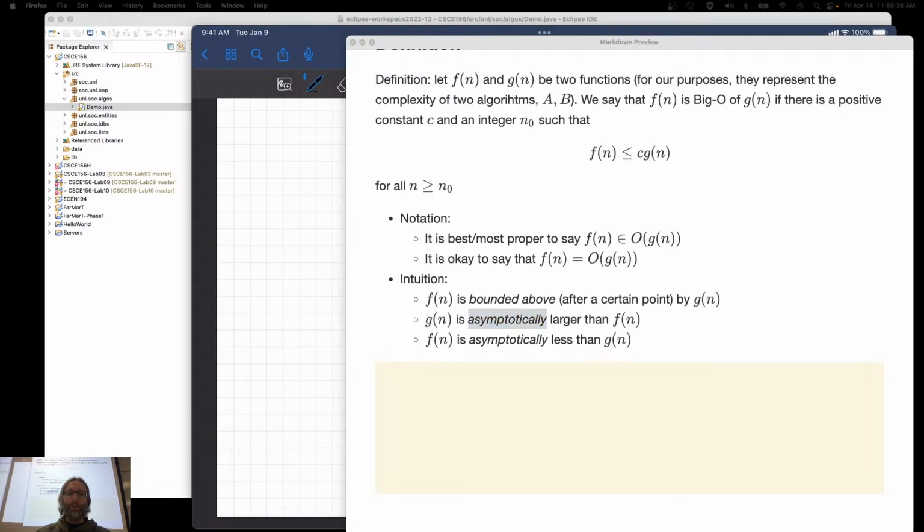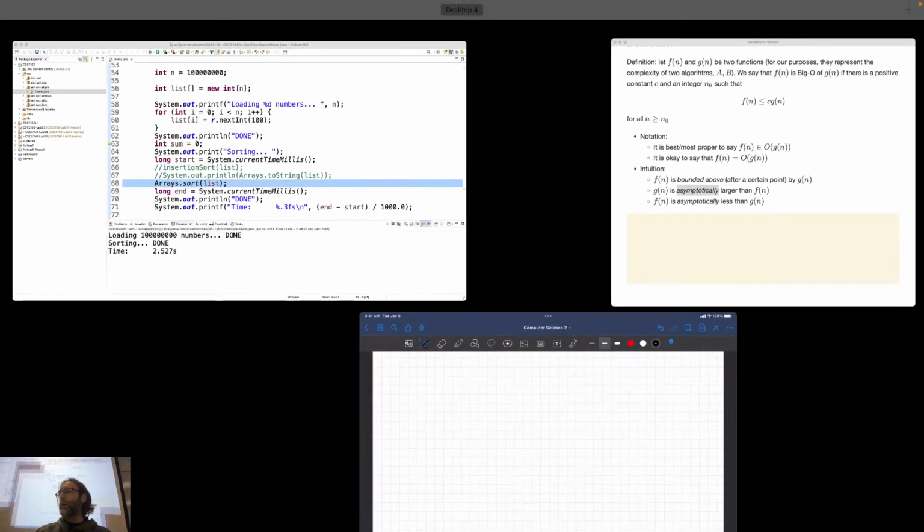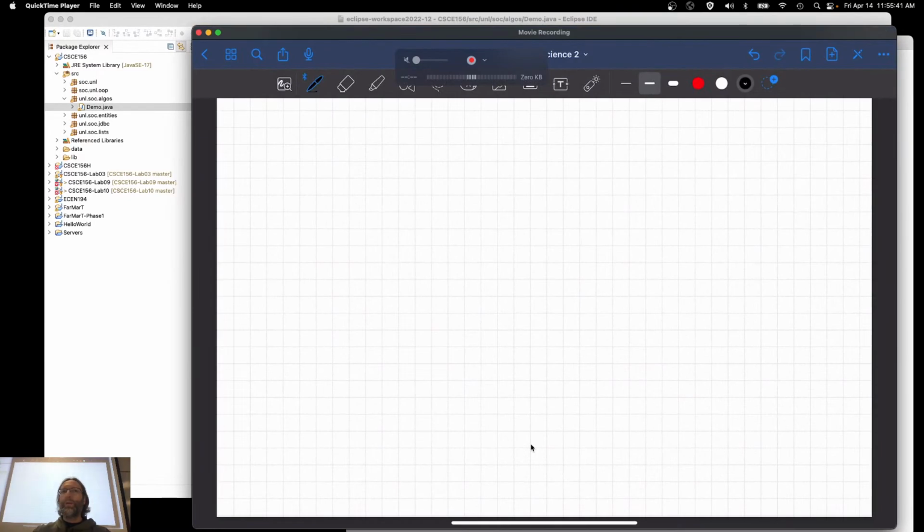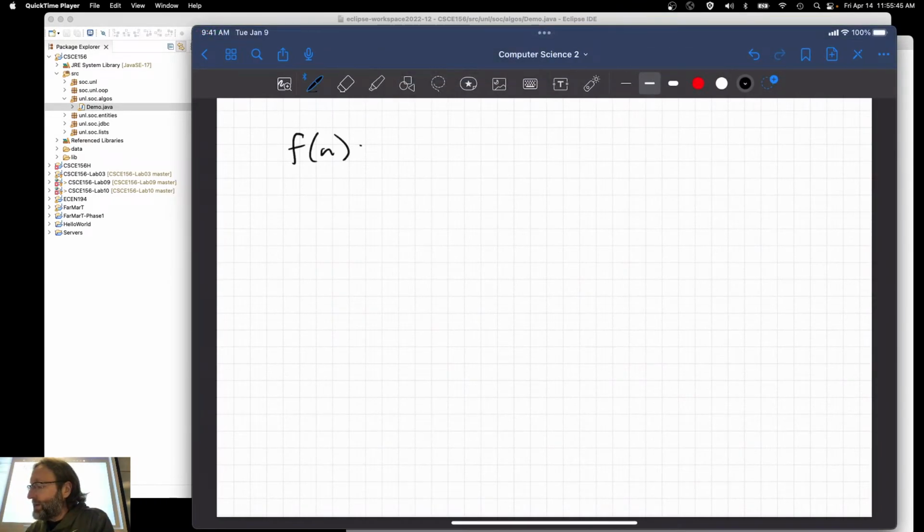Did I close my Wolfram alpha? No, okay. So let's go over here and let's write down some functions and then we're gonna look at them. So suppose that f of n is, say, 30n. Big coefficient there, but it's a linear function. G of n is, say, n squared plus n. Something very, very similar to what we just derived, okay?